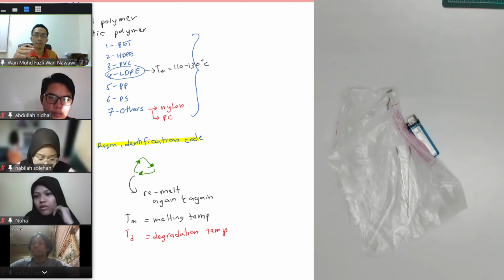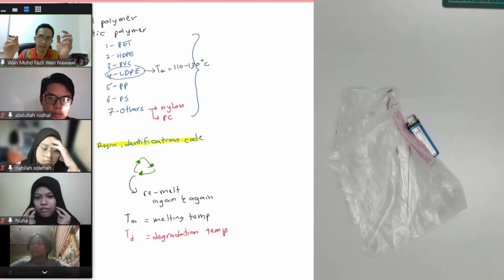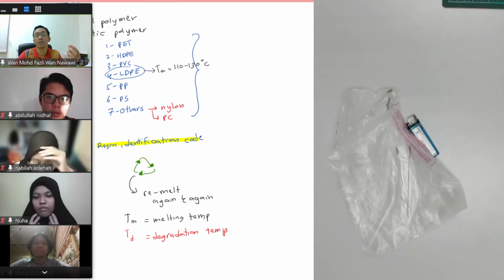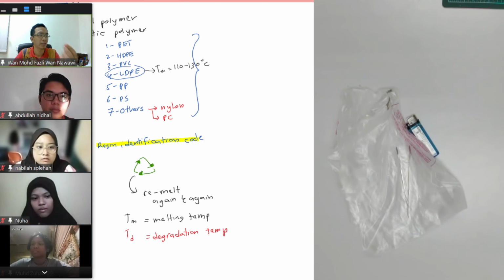But different manufacturers use a different formula. So sometimes when you Google, you can see that LDPE has a melting temperature around 105, 110, 112, 130 like that. It depends on the manufacturer.